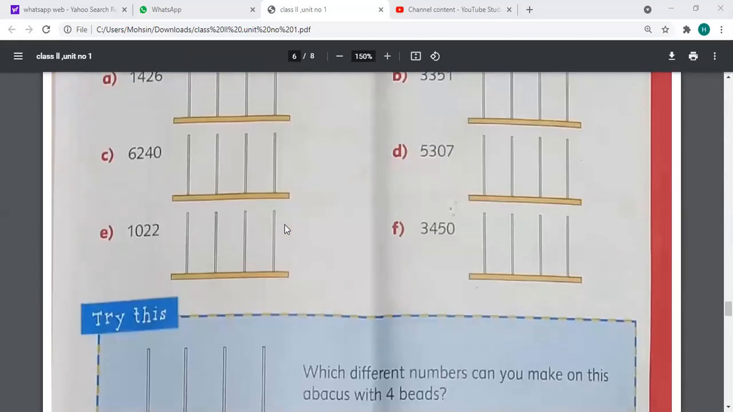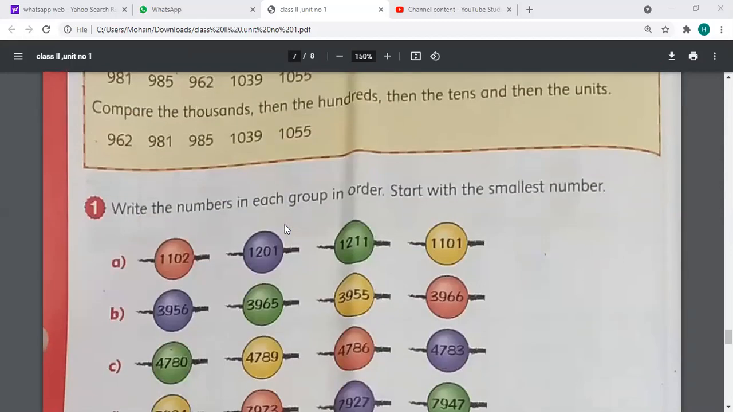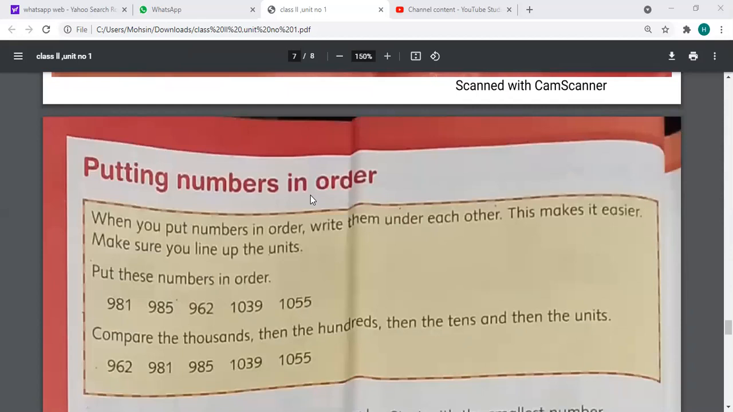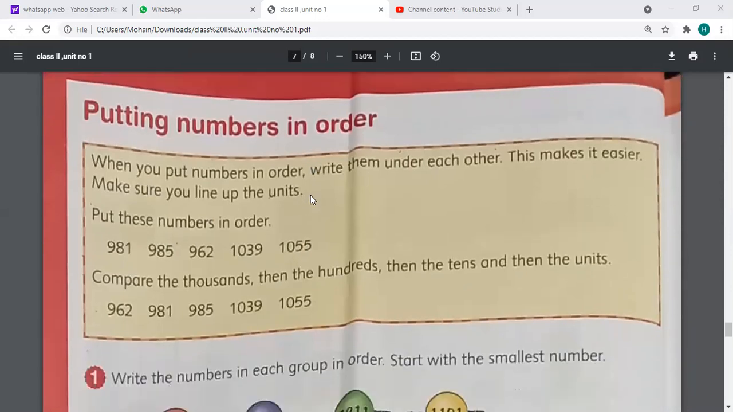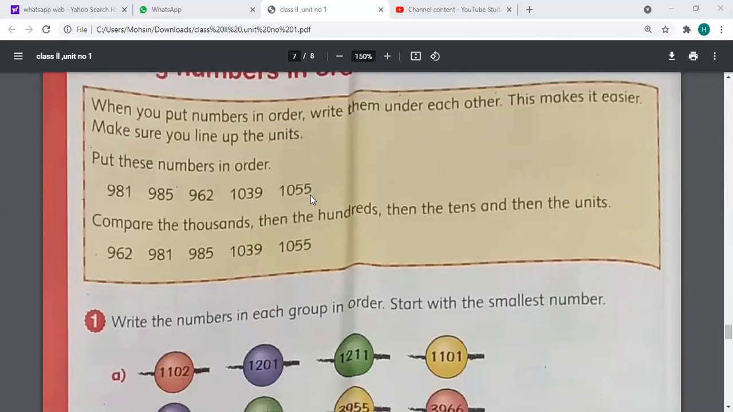On page number 10, you can see the topic: putting the numbers in order. You know in your class 1 what an order is. Order means you have to write the values line wise. You have to write all the values line wise.